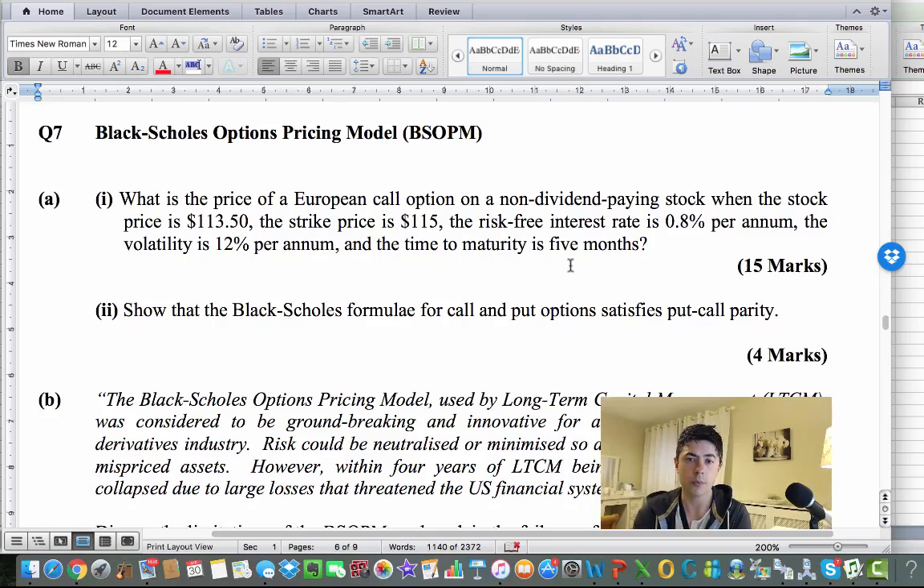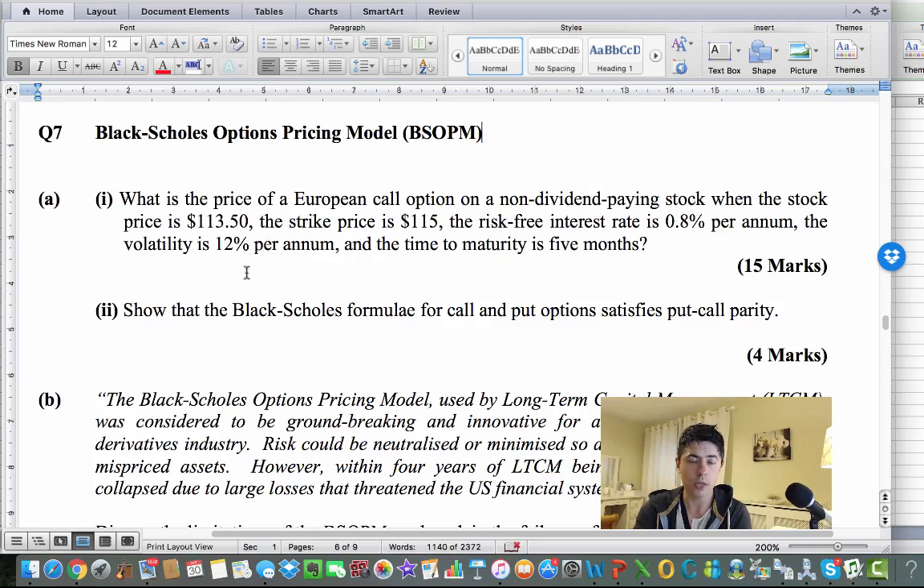Hi, in this video I'm going to calculate the Black-Scholes option pricing model, and I'm going to use that to calculate the price of a call option, the price of a put option, and to identify whether put-call parity holds. And I'm going to use this question, typical of a standard financial derivatives question in which we have to calculate the price of these options, puts and calls.